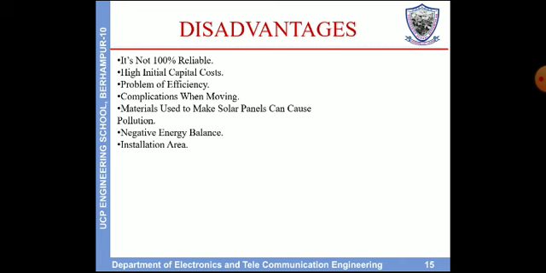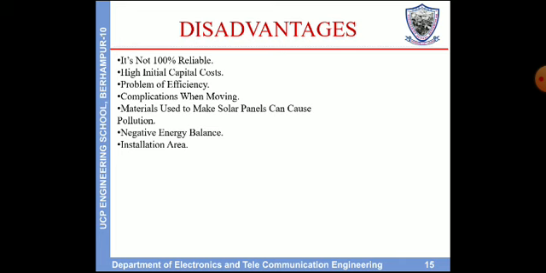High initial capital cost. Yes, for storing purposes, we have to store the entire energy through batteries and different types of devices to convert DC. Generally, solar panels provide DC, direct current. To convert that, we have to use additional devices like inverters, transformers, all these things. And the problem of efficiency, yes, this is a major problem.